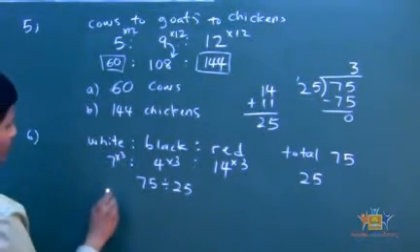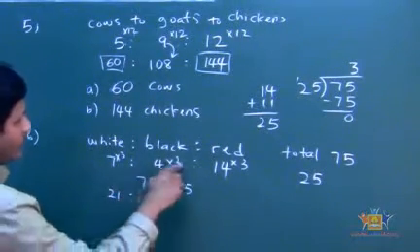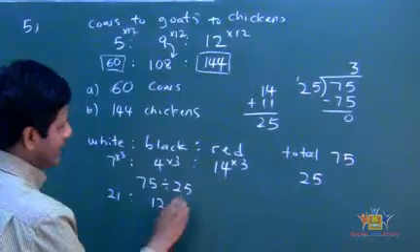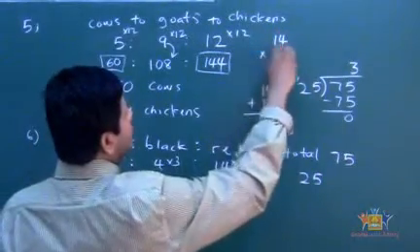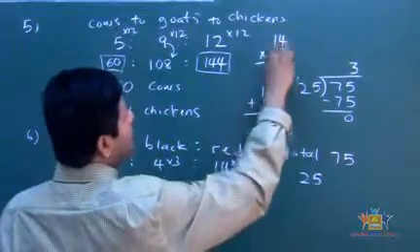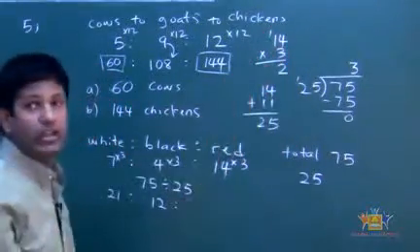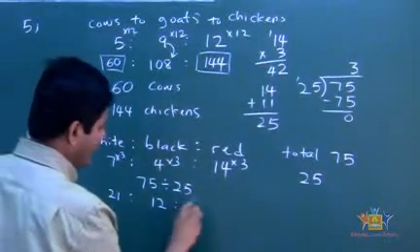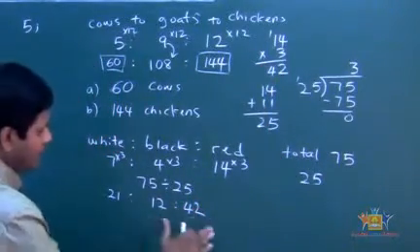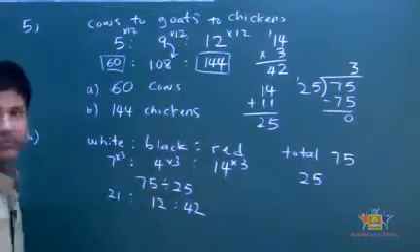So 7 times 3 is what? 21. 4 times 3 is 12. 14 times 3 is outside the times table range, so let's work it out. 3 times 4 is 12, 2 carry 1. 3 times 1 is 3, plus 1 is 4. So it's 42. Now if you add them up, the total will give you 75.